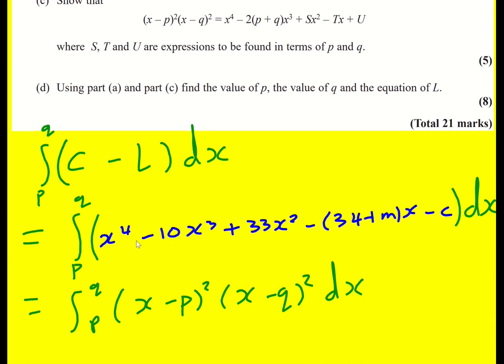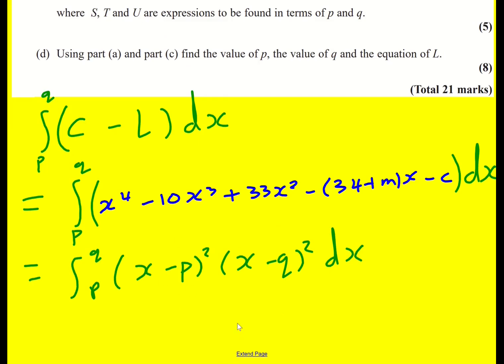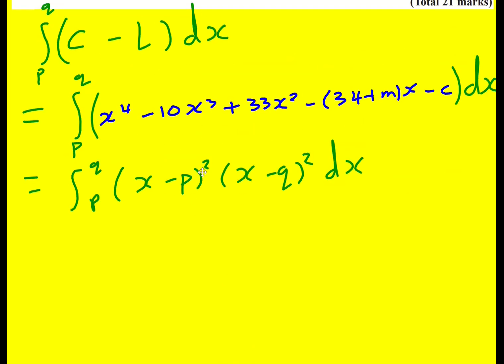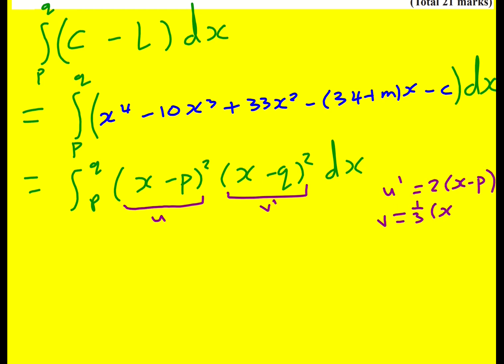When we're subtracting them, we get this blue expression, which we've shown in part A is the same as this green expression here. So let's integrate it by parts. It's not going to matter which one we call u and which one we call v prime, as long as we're consistent throughout. So that can be u, that can be v prime. U prime will equal 2 times x minus p. V will equal a third x minus q cubed.